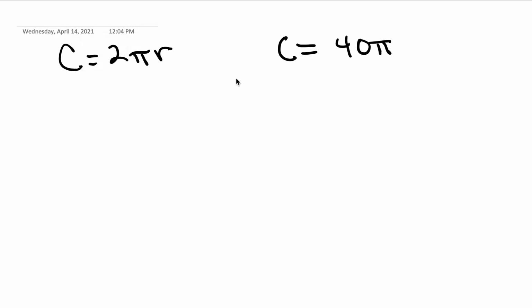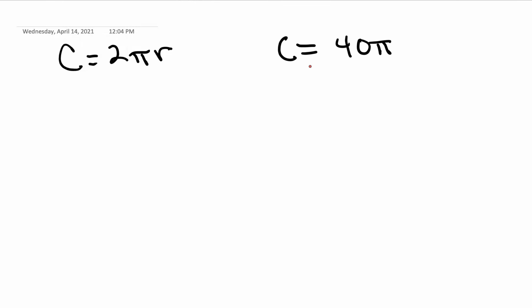So we have some problems where we want you to work backwards. So you're given the circumference of the circle is 2 pi r. And so instead of plugging in your radius and getting your answer, we want you to work backwards. So let's say your circumference is 40 pi. Can you work backwards and find the radius?